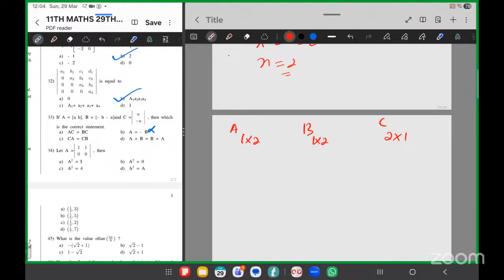A plus B is A minus B and B minus A. B plus A is also minus B plus A. So D is a correct option. A plus B, B plus A, because matrix addition is commutative.